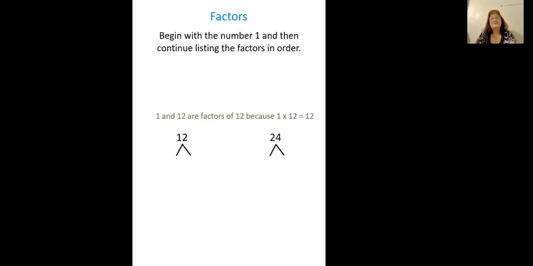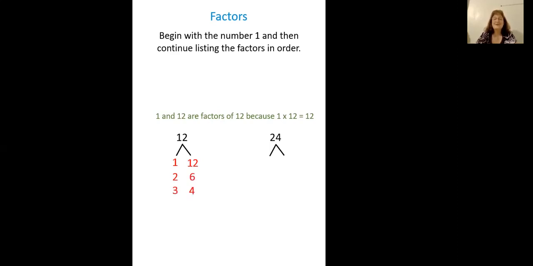When you're listing factors of a number, it's best to begin with the number 1 and then continue listing the factors in order. With this method, you are less likely to miss any of the factors. 1 and 12 are factors of 12 because 1 times 12 equals 12. So the rest of the factors of 12 are 2 and 6 and 3 and 4.